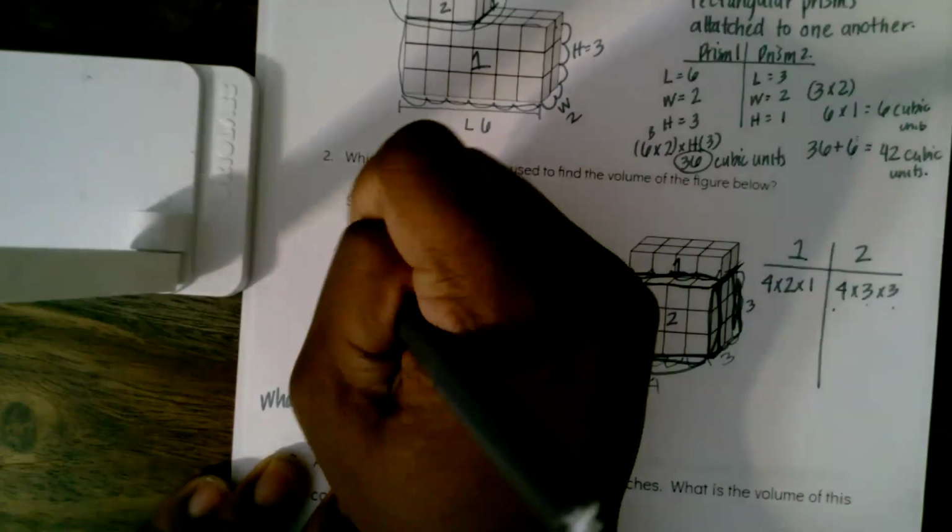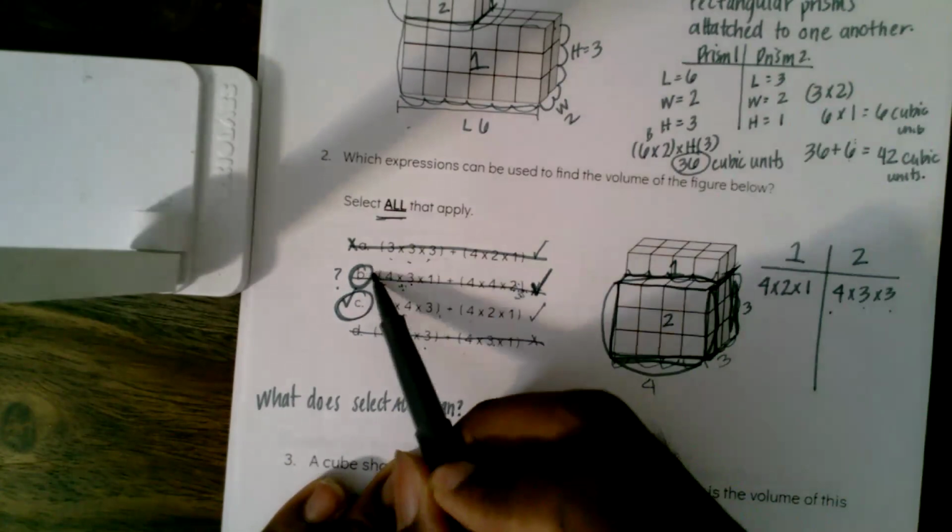Now, do you see what I just did? We know this is incorrect, but this is correct because you can also look at it in different ways. Just like you can look at this figure as one base and one part above it, you can also look at it as if it's one figure in front of it and then the top is in the back. And that's what B did.